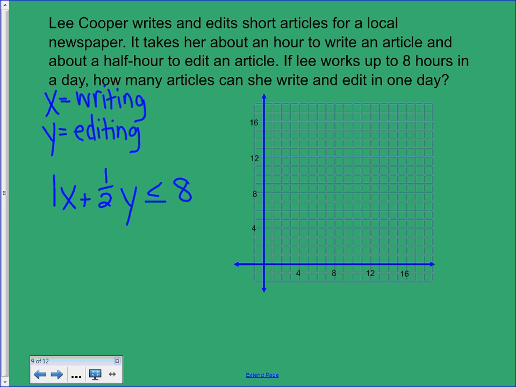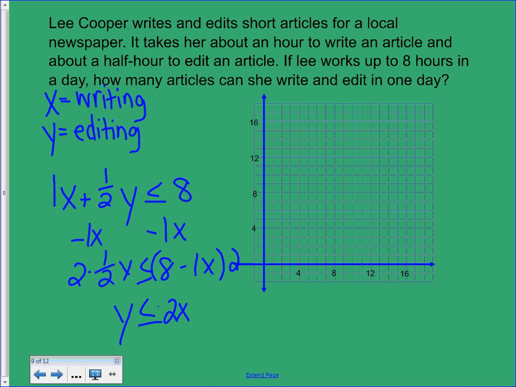So we need to solve this for y to graph it. I'm going to subtract 1x from both sides. Now when I have 1/2 y, that's when I need to multiply everything by 2 in order to get rid of it. So all of these are going to be multiplied by 2. I'm going to get y is less than or equal to negative 2x plus 8. So what I want you to do right now is go ahead and graph this situation for me. Okay, graph that.